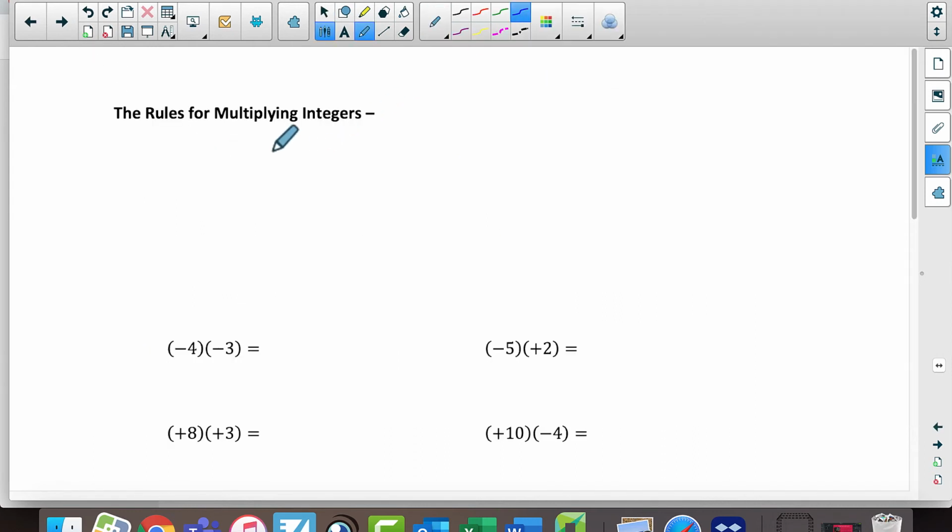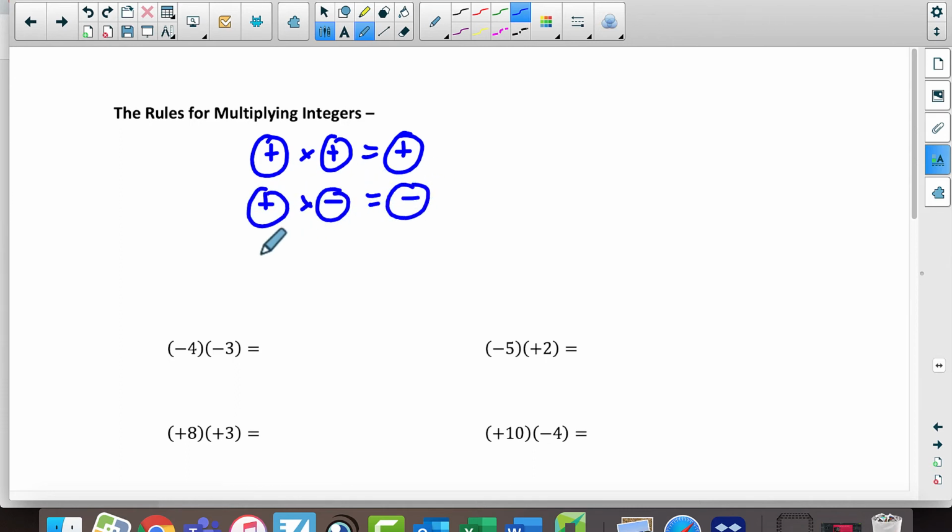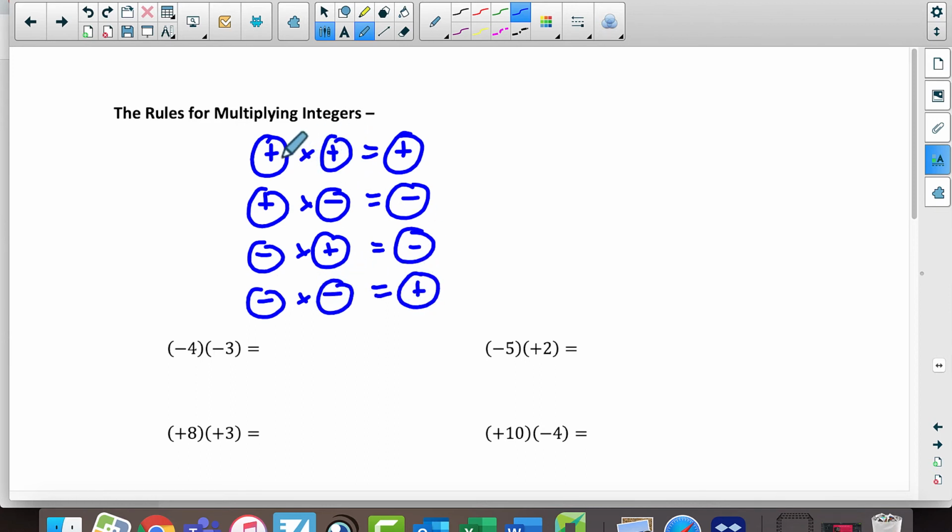So let's summarize. Here's the classic. Positive times a positive equals a positive. A positive times a negative equals a negative. A negative times a positive equals a negative as well. And a negative times a negative equals a positive. Basically, if the signs are the same, like plus plus and minus minus, you get a positive sign. If the signs are different, you end up with a negative sign.